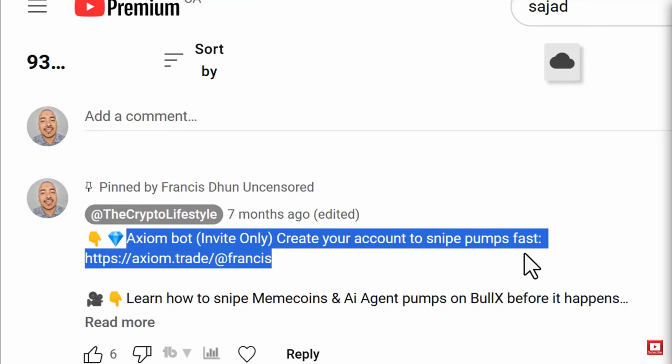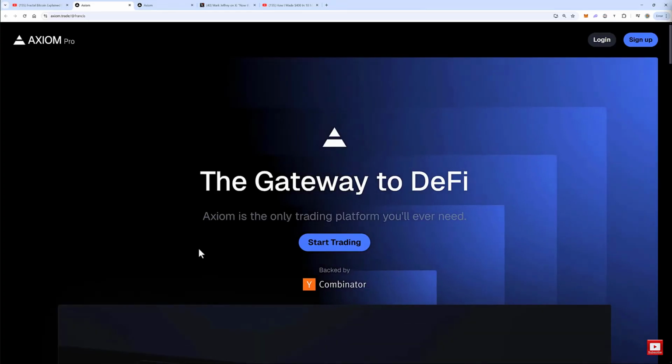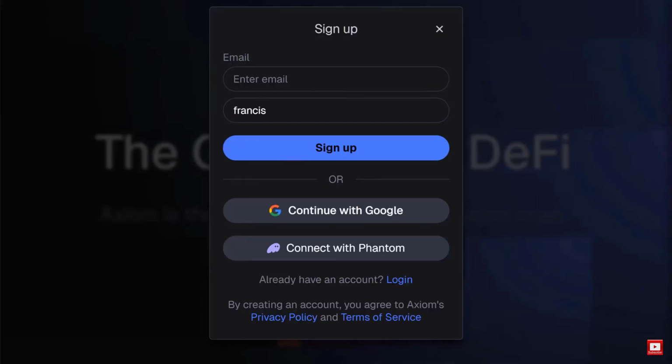This is only unique to Axiom Pro. The invite link is in the form of a pinned message. It's only by invite. They have some other cool features that these other platforms don't have, like BullX and GMGN, which I love them both. But this works perfectly with Axiom Pro.